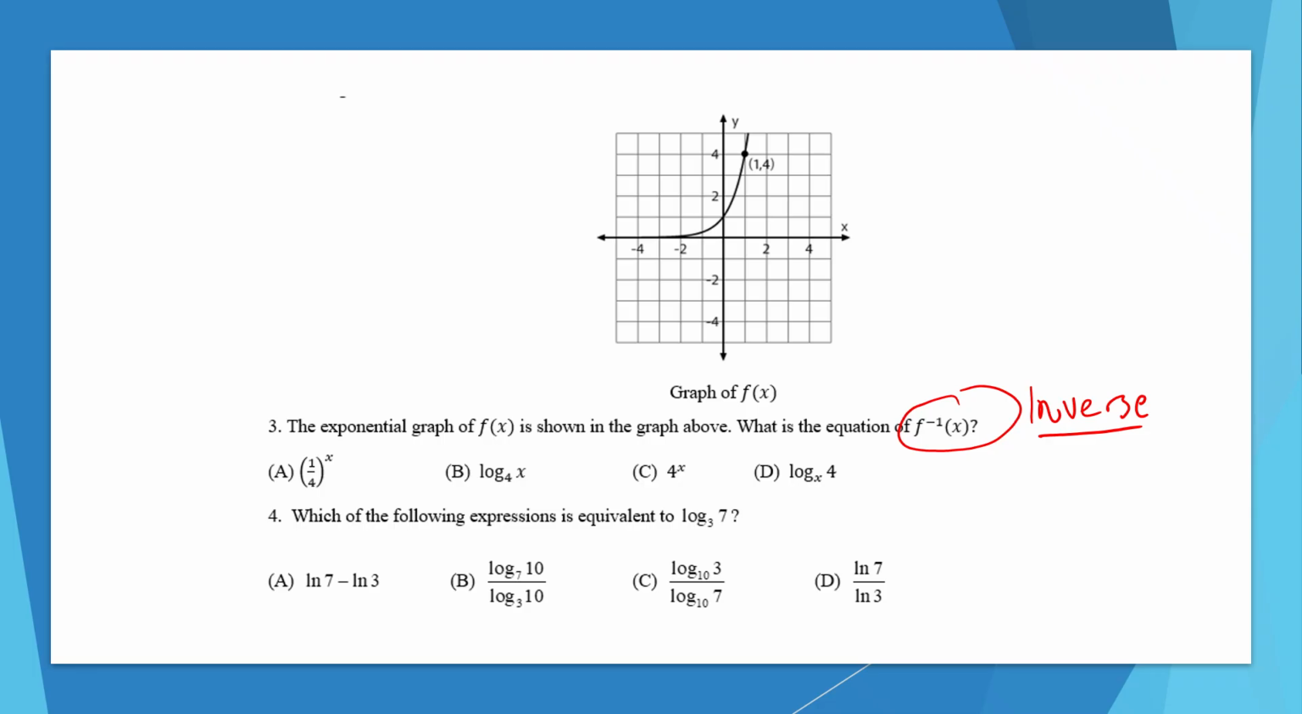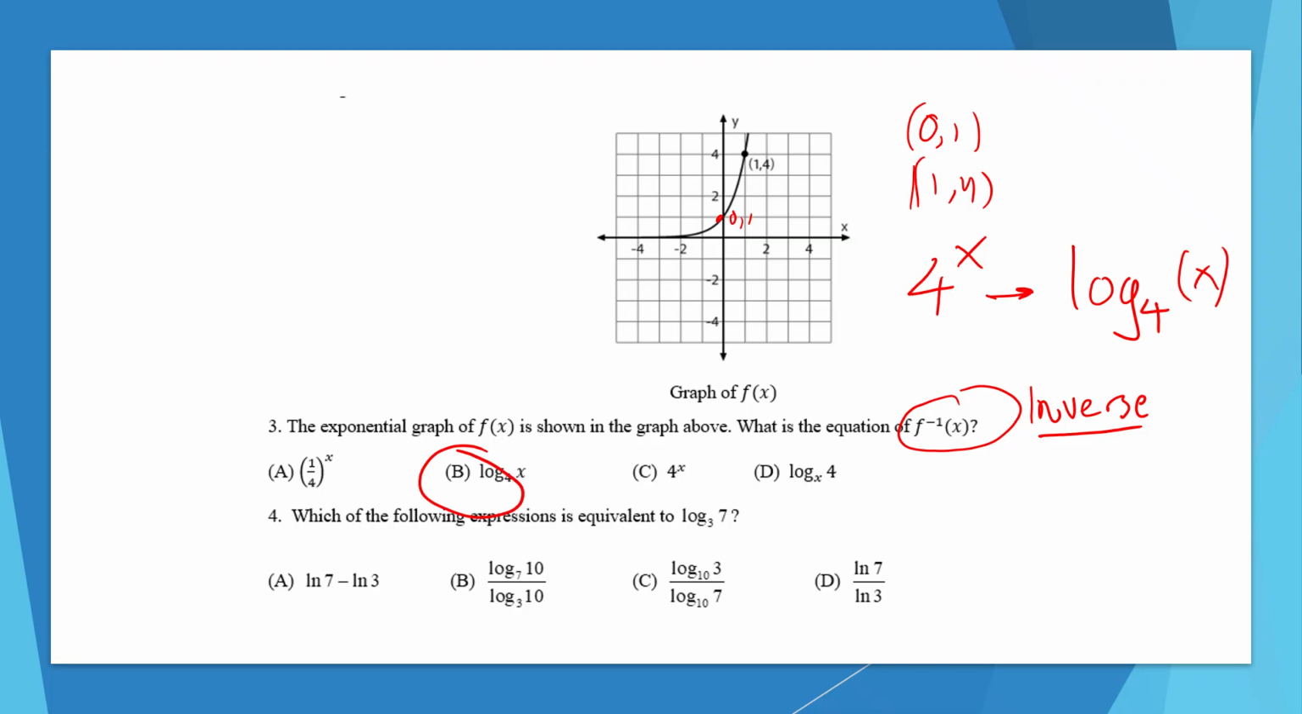So if we take a look here, we see the points (0, 1), and we see (1, 4) as our second point. And so just by knowing exponential functions, this should be 4 to the power of x. Very simple exponential function. However, the inverse of this is going to be log with the same base 4 of x. So that means B should be our answer there for number 3.